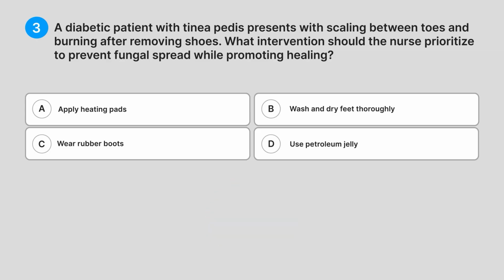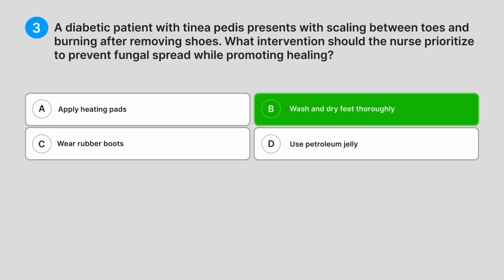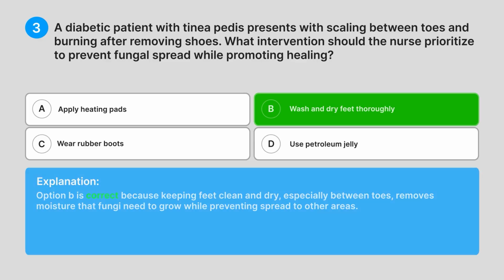Correct answer, B. Wash and dry feet thoroughly. Explanation. Option B is correct because keeping feet clean and dry, especially between toes, removes moisture that fungi need to grow while preventing spread to other areas.